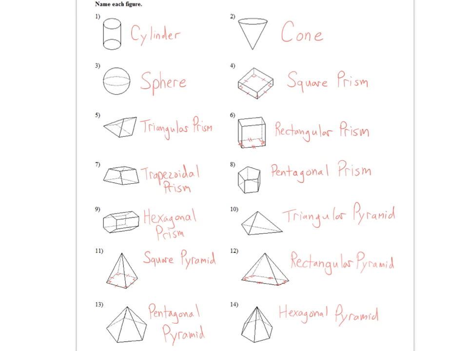Egypt. So basically prisms and pyramids. Prisms are like cylinders, pyramids are like cones, and then sphere is its own little thing.